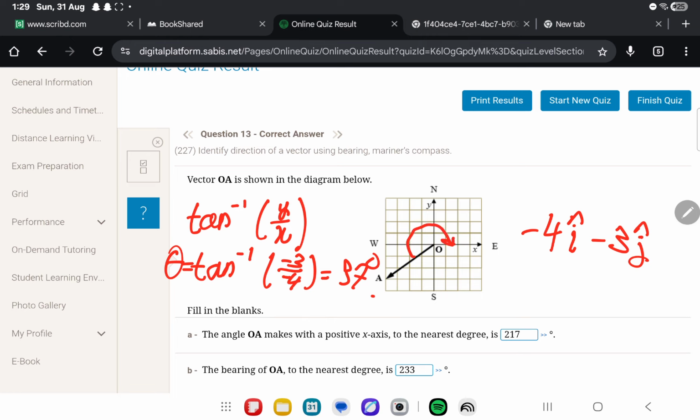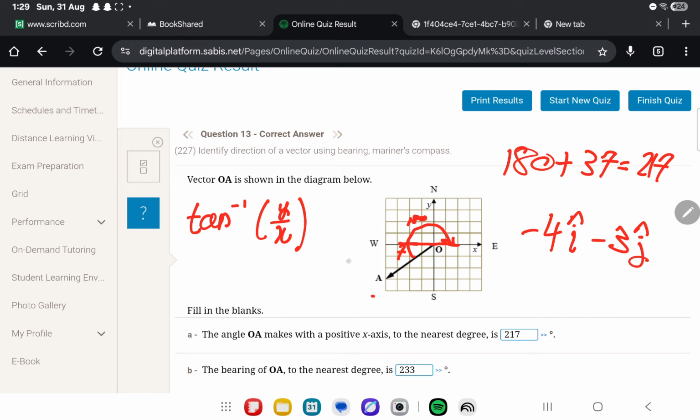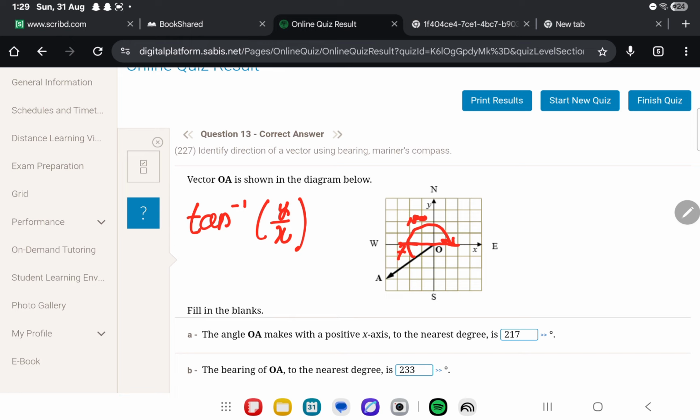You can see here, right? This line here is 180 degrees, and then this line here is 37 degrees, right? I'm just explaining why. So it's going to be 180 plus 37, which gives me 217. Now, the formula for this is, this was just an explanation. You can memorize the formula, but I don't recommend it. I'm teaching you how to get it. So it's going to be 180 plus tan inverse of y over x, okay?